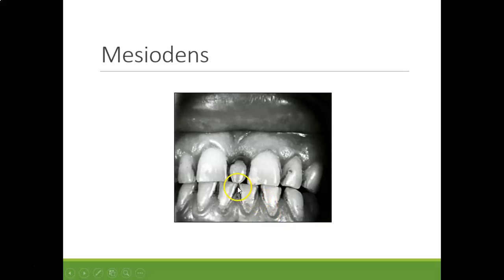Here's, I think they have disclosing solution on their teeth. I think that's what all these dark edges are. But there's another mesiodens, so right in between the central incisors.